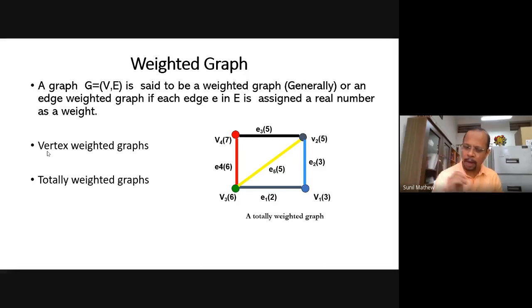When vertices alone are given weights, we can call the graph a vertex weighted graph. But in most practical situations, both the vertex set as well as the edge set may be weighted. In that situation, we call it a totally weighted graph. To distinguish between these 3 situations, we use these terminologies, okay? So these are totally weighted graphs. You can give any weights. There are no conditions at all. If you impose conditions, that becomes something else.